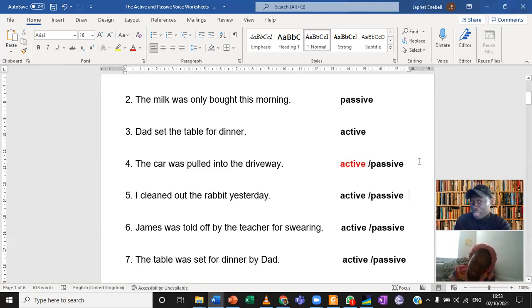So which answer did you pick in number 4? Active. No, look at it very well. Who pulled the car? Oh yeah, it's true. This one is passive. The car was pulled into the driveway. Good. They left out the subject this time.